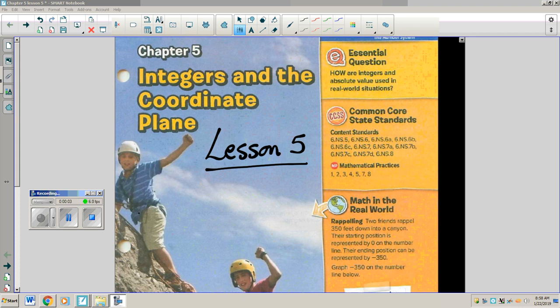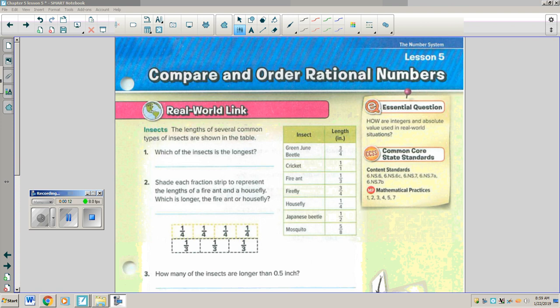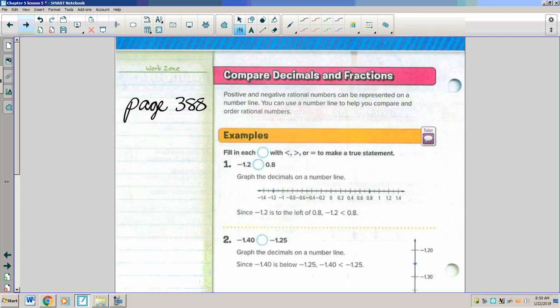Chapter 5, Lesson 5. No vocab for this lesson. Make sure you have your textbooks. We'll get started on the example problems. We are going to be comparing and ordering rational numbers. The example problems we're going to use start on page 388.